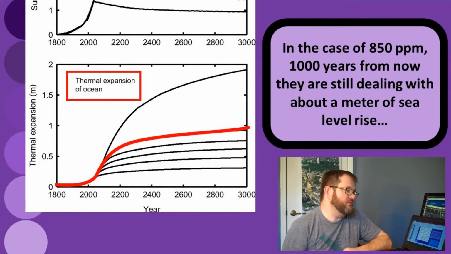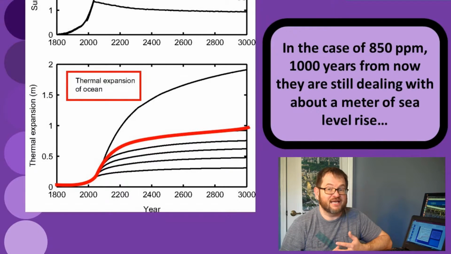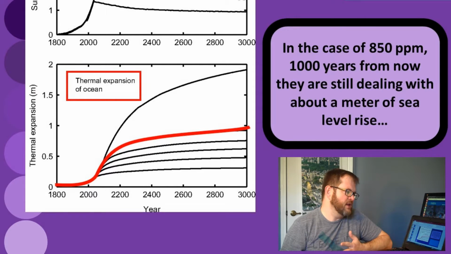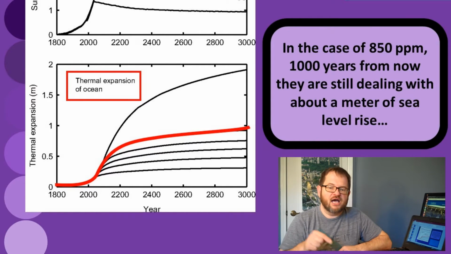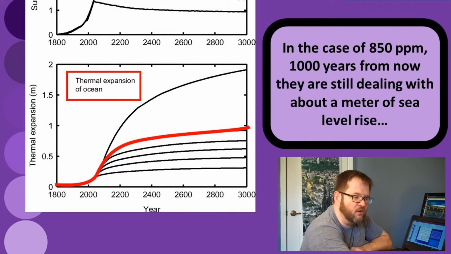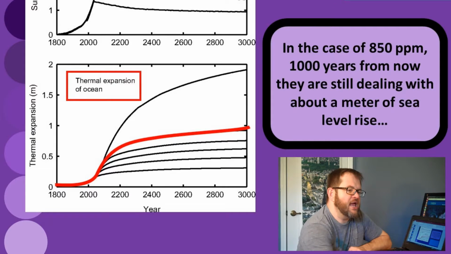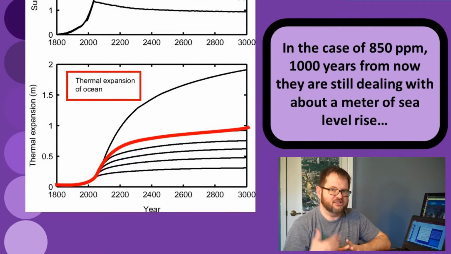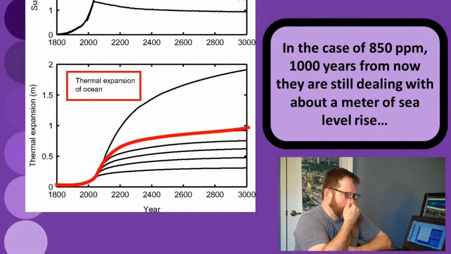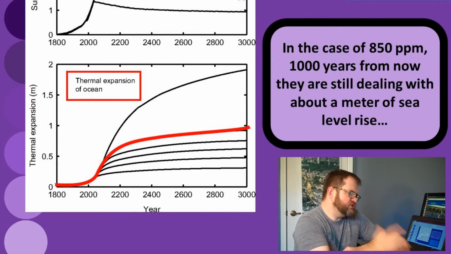And you can see that, for example, if we let the carbon dioxide concentrations get as high as 850 parts per million, which is certainly likely in some of the worst, A1FI type scenarios that we talked about before, 1,000 years from now, we're still dealing with a meter of sea level rise. 1,000 years in the future, the water is still a meter higher than it was pre-industrially, and that's just due to thermal expansion. That's not including things like melting ice sheets and stuff like that, which are difficult to model. That's not included in this factor here. Oh my gosh.